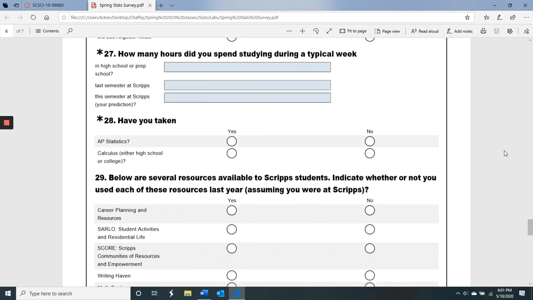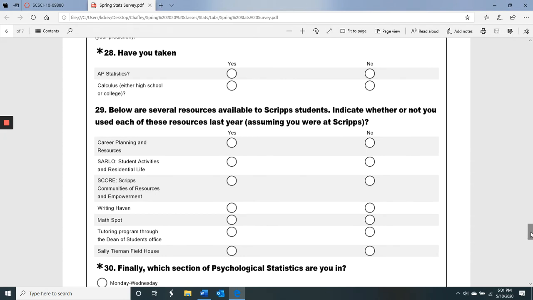So 27, how many hours? Hours studying. So hours is pretty much going to always be ratio because you have 0 hours. And there's equal intervals between those hours. 28, have you taken AP Stats? Yes, no. Calculus, yes, no. So again, philosophically, these are ordinal. But practically, we should treat these as categorical variables, which means they're nominal. And we would treat these as two independent groups. There's the people that took calculus, and there's people who didn't.